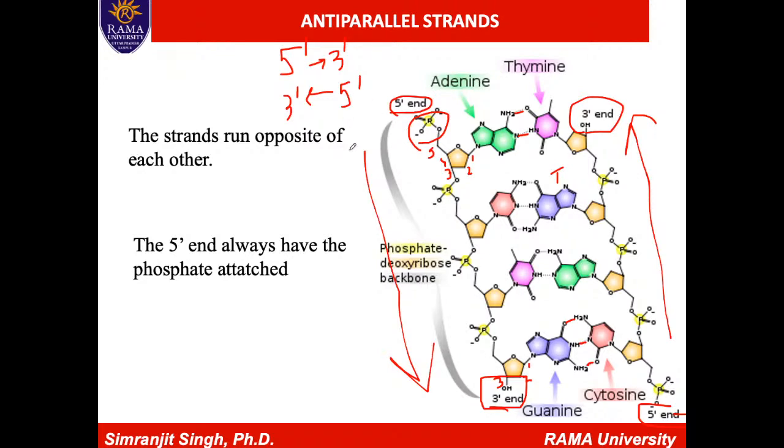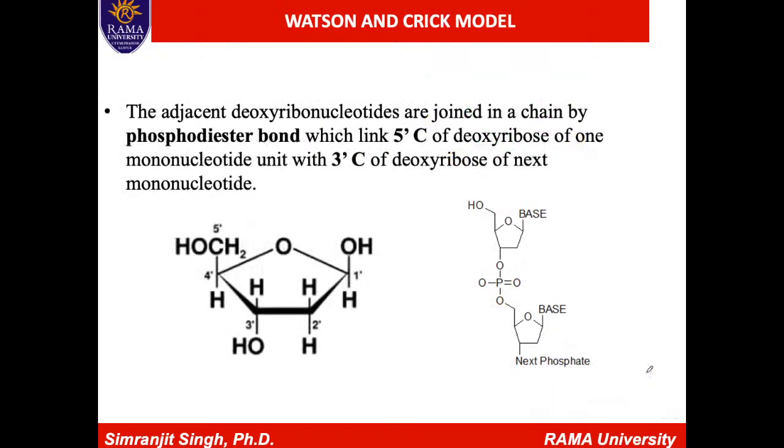So the strands run opposite to each other. At the 5' end, we will always have this phosphate group attached to it. Yeah? Never ever forget that.